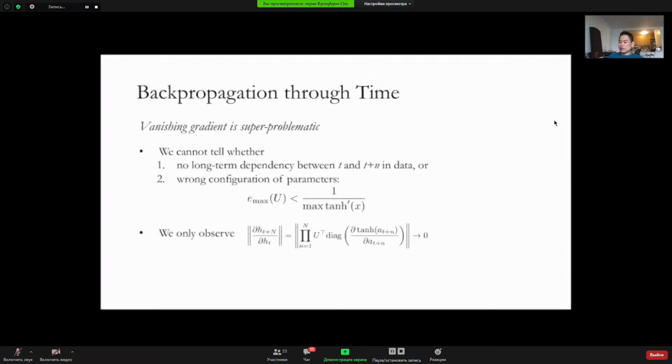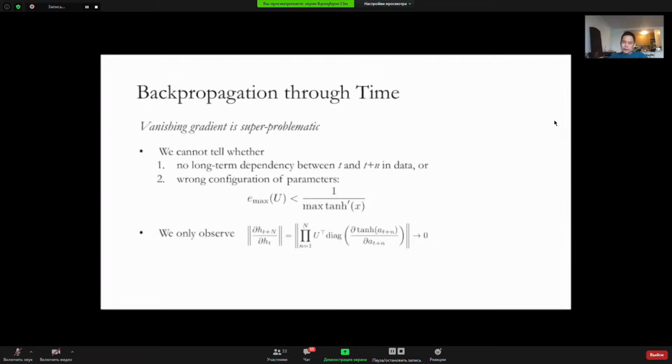One is that there is just no long-term dependency to capture between time step t and t+n in the data, right? That is, the training is over. So we trained everything, and then the norm of the gradient should vanish to 0. That's the whole idea about the gradient descent, right?